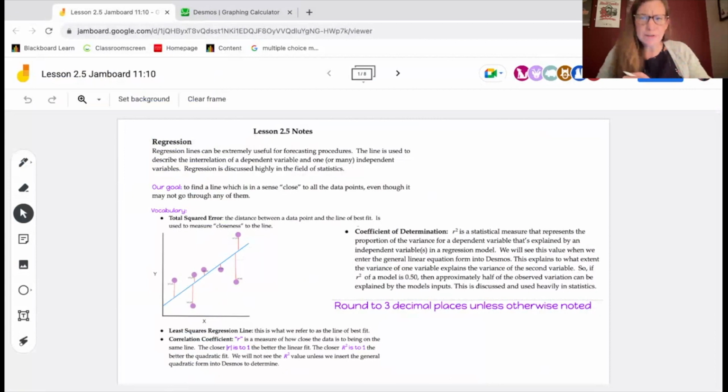We need to know some vocabulary in order to understand what it's asking us here. Regression lines are extremely useful when we're trying to forecast some kind of data set. It's highly discussed in the field of statistics. It's used to describe the relationship, if any, between a dependent variable and one or more independent variables.